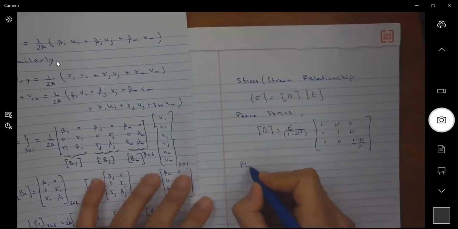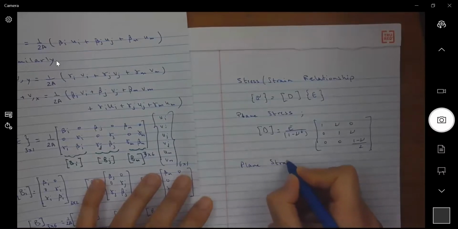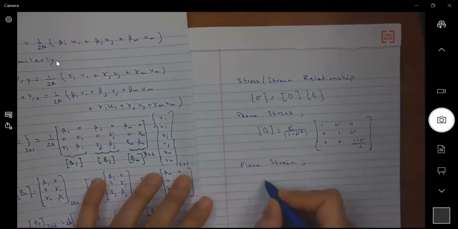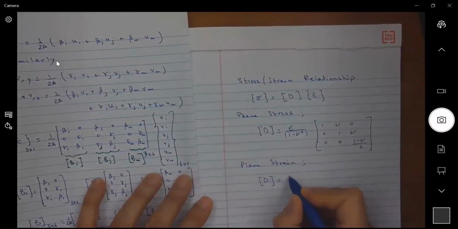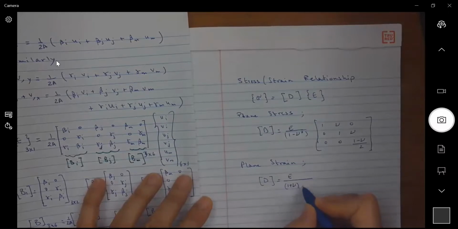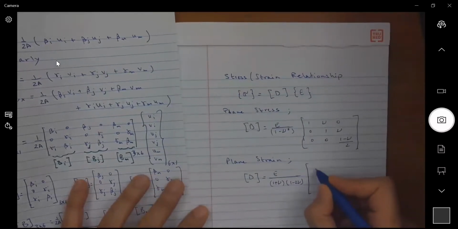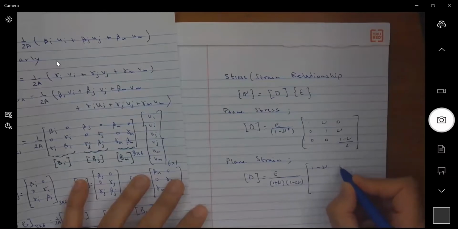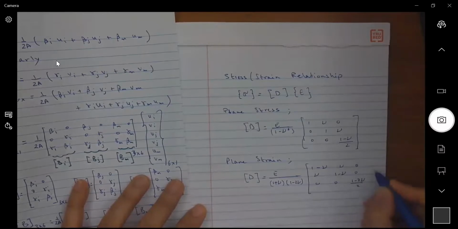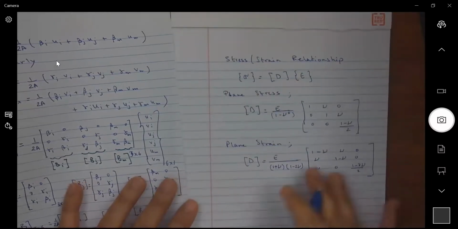Versus for plane strain, the D was equal to E divided by 1 plus nu multiplied by 1 minus 2 nu. And the 3 by 3 here was 1 minus nu, nu, 0, then nu, 1 minus nu, 0, and 0, 0, and 1 minus 2 nu over 2. We derived these earlier.